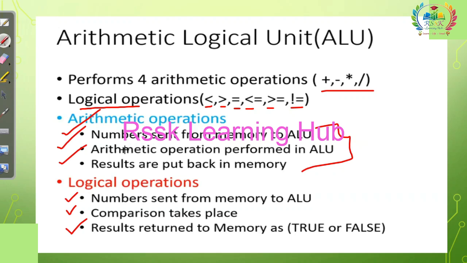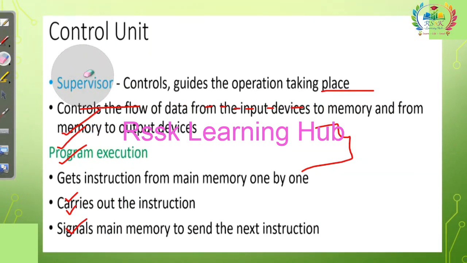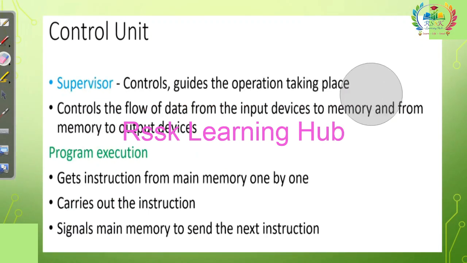Next, moving to the next unit, that is based upon your control unit. So here the control will guide the operation. What are all the operations that should take place? The control directs the flow of data from input device to memory and from memory to output device. So that is the main use of your control unit. Here the program gets instructions from the main memory one by one and carries out the instructions. It signals the main memory to send the next instruction. So that is the use of your control unit.